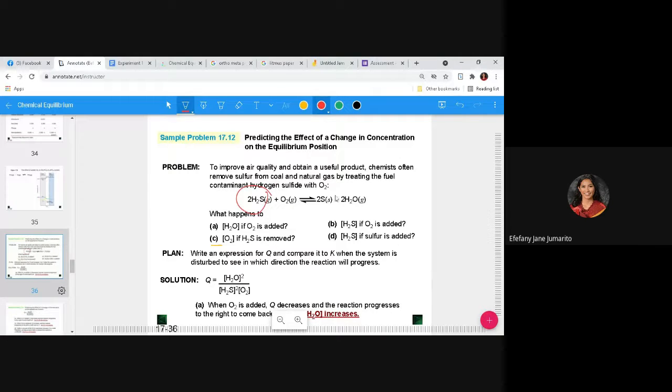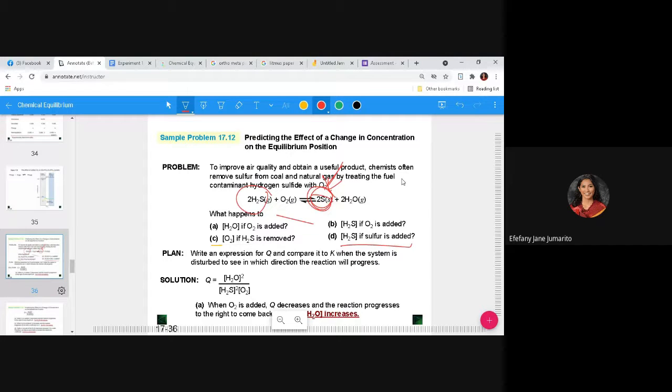So if it's a solid, or if you add to the concentration of a solid or a liquid, the system is undisturbed. So if we add sulfur, H2S is unchanged. Unchanged, okay? Take note of that.